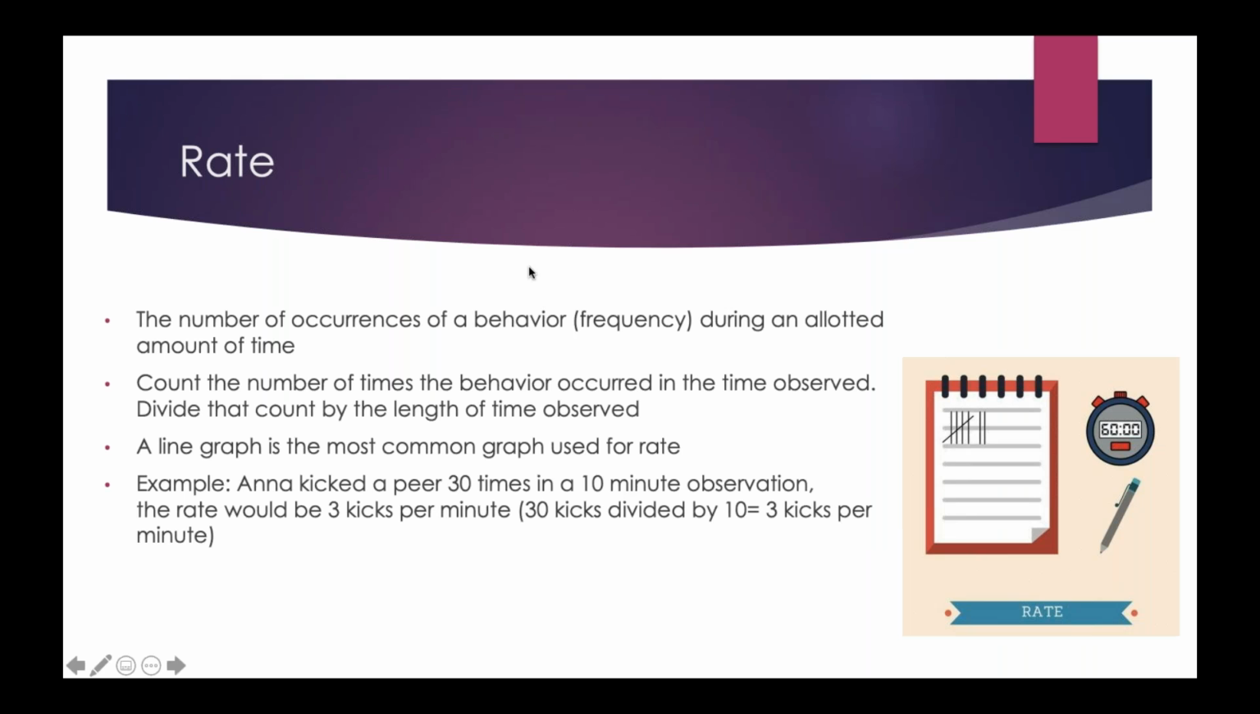Next, we have rate, and this is the number of occurrences of a behavior, the frequency, during an allotted amount of time. To calculate this, you'll count the number of times the behavior occurred in the time observed, and then divide that count by the length of time that you observed. Again, a line graph is the most commonly used. An example: Anna kicked a peer 30 times in a 10-minute observation. The rate would be 3 kicks per minute, because you take 30 kicks, divide it by the 10-minute observation, and that equals your 3 kicks per minute.